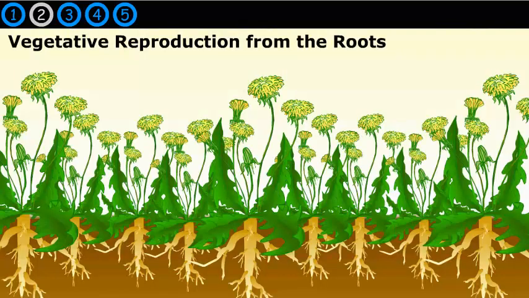Some plants use their roots for asexual reproduction. Trees, such as poplars or aspens, and dandelions are common examples. Anyone who has ever tried to remove dandelions from a lawn knows firsthand about their extensive root system.